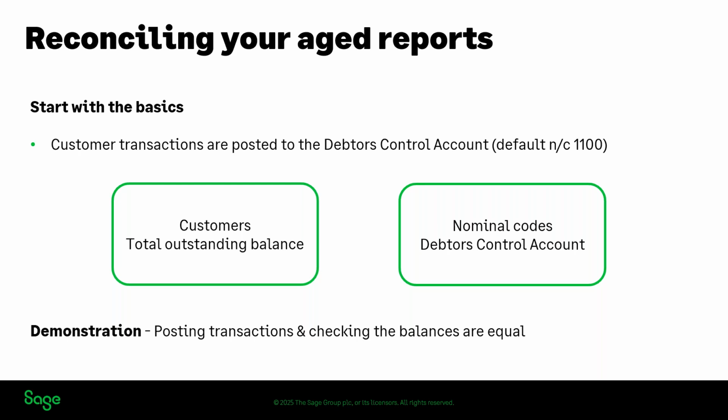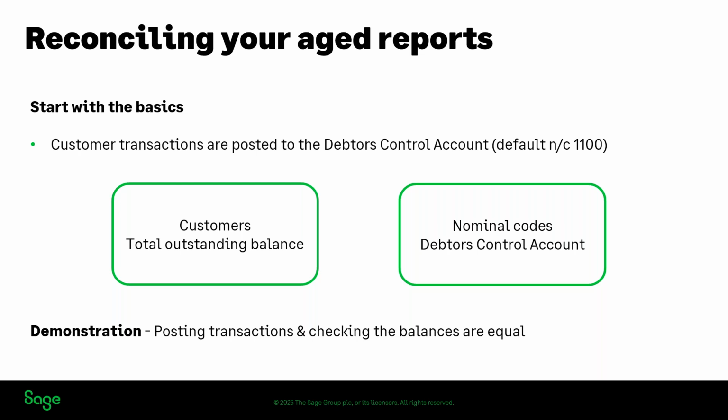So if you do nothing else, if you look at your customers, the total outstanding balances of your customers should equal your debtors control account, ignoring date ranges. And that's a nice, easy check to start with if you've run your report and you've got a difference. So if you're looking at your aged debtors and you think, right, there's the total there, it's £5,000, but your debtors control, maybe it's showing a slightly different figure. Where do you start? You want to make sure these two balances are equal before you start doing anything else.